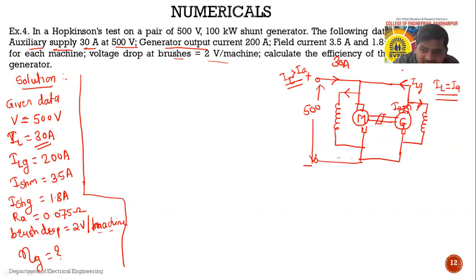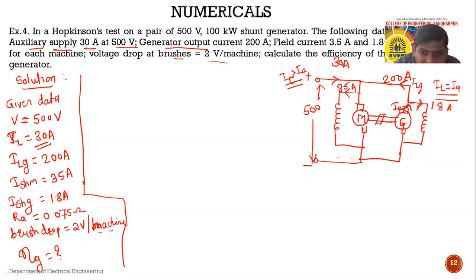So see here, IL of G is nothing but 200 ampere. Output सांगितले ना, so this is the output current, it is nothing but 200 ampere. Field current of the motor 3.5, field current of the generator 1.8. This one is the 3.5 and this one is the 1.8 ampere. Okay, now calculate the armature current of the motor and armature current of the generator.